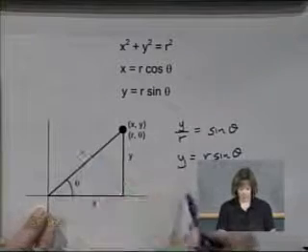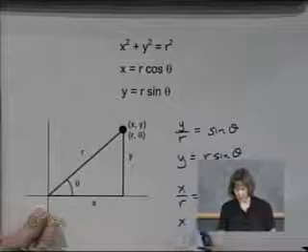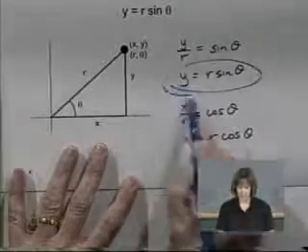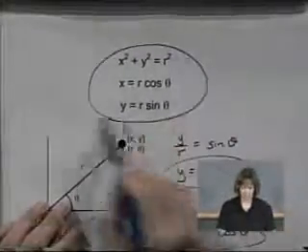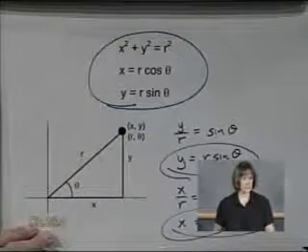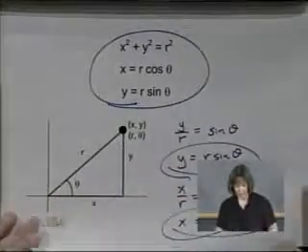Since adjacent over hypotenuse is the cosine of the angle, and you multiply through by r, you would get x equals r times cosine theta. And so we have this identity and this identity, which are all right here. And these are going to be the cornerstone of what we're doing today. Okay?